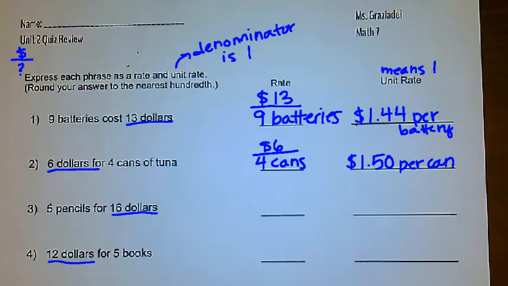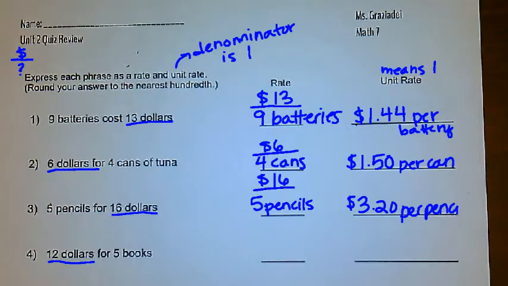Alright, 5 pencils for $16. Wow, that seems pretty pricey. So $16 on top, 5 pencils on the bottom. Do your division, 16 divided by 5, you should get $3.20 per pencil. I don't know what kind of pencils these are, but I'm not buying them.